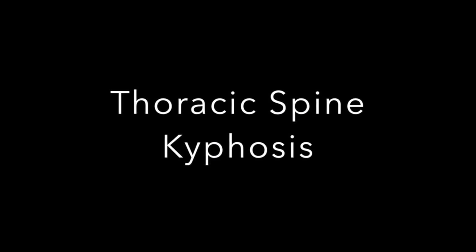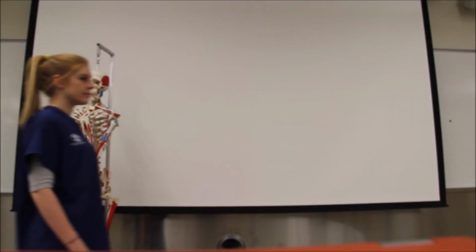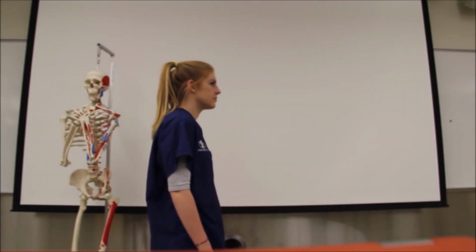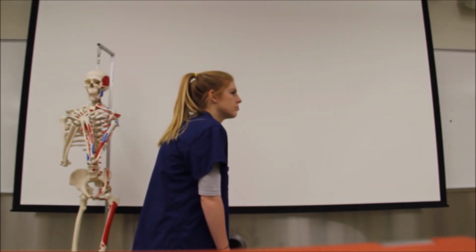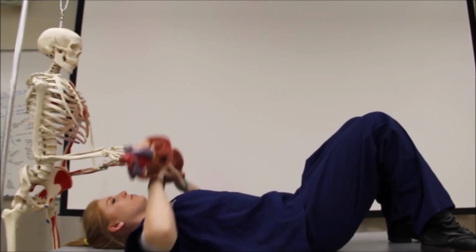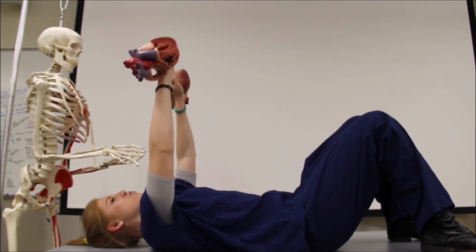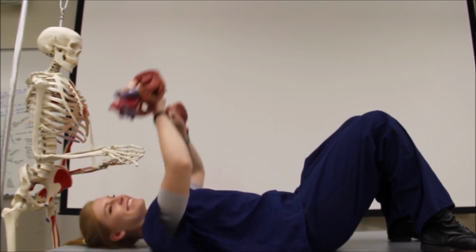Next, thoracic spine kyphosis, caused by slouching. Chronic slouching can lead to kyphosis of the thoracic spine and scapular protraction. Too much bench pressing can also produce that kyphosis, so watch out.